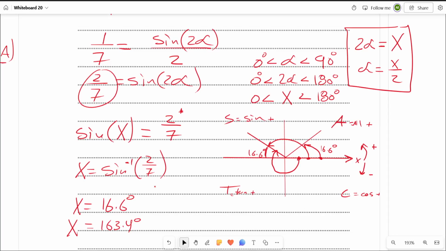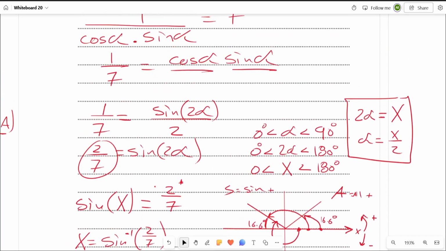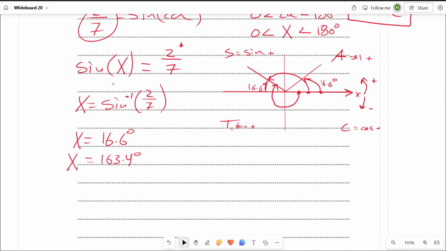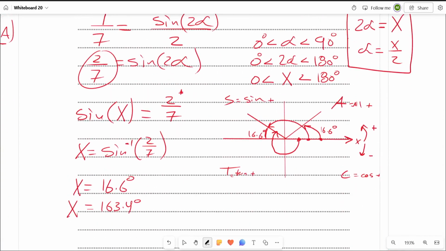Okay, so these are the x solutions. Are we done? Did we solve the question? No, because the question says solve for alpha. We solved for another variable called x. However, they're related. See, I told you we're going to come back to this part over here. So if I want to find alpha, I basically divide my x by 2. So 16.6 over 2, that's going to equal 8.3 degrees. Okay, that is my first proper solution.